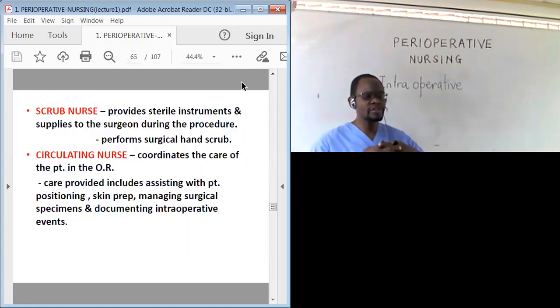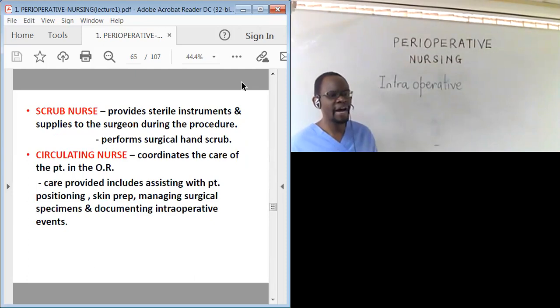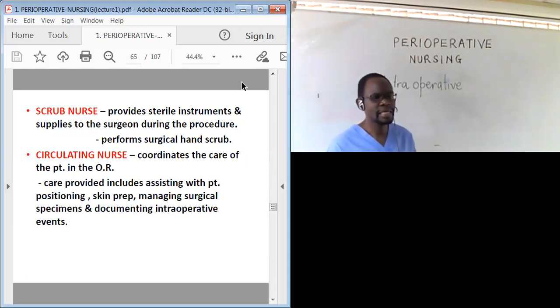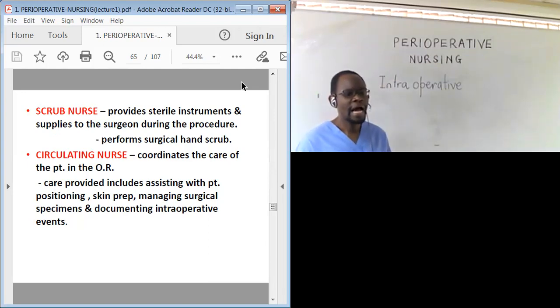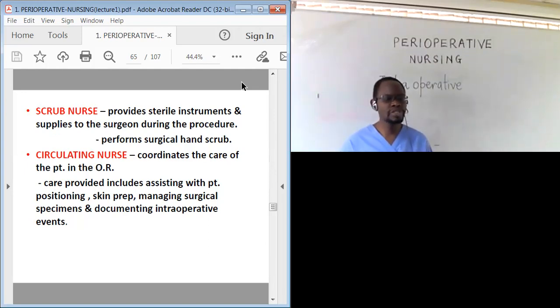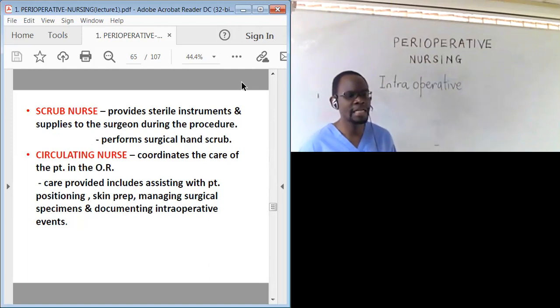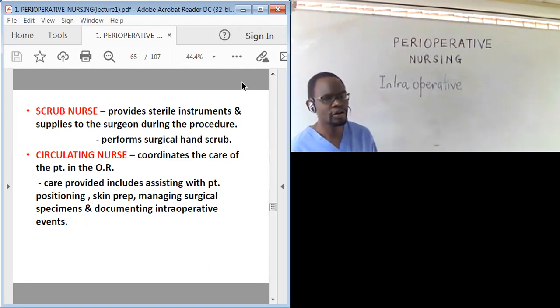We also have now the scrub nurse. This one basically provides the sterile instruments and supplies to the surgeon during the procedure, and also performs surgical hand scrub. Then we also have the circulating nurses.